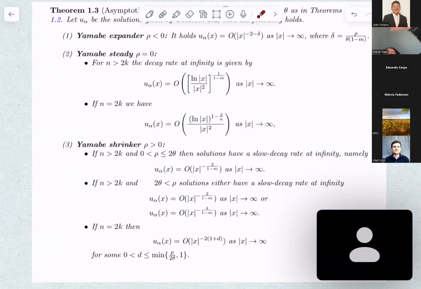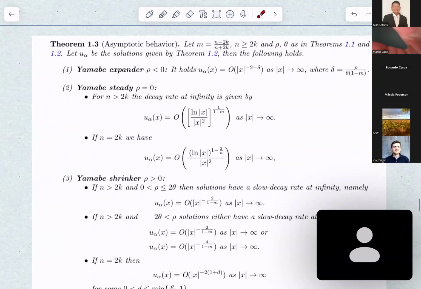So let me say just one thing. I'm gonna finish here, but all the solutions that we have in the case n is bigger than 2k, the decays are exactly the same as in the case of the classical Yamabe flow, but we have very different behaviors when n is equal to 2k.